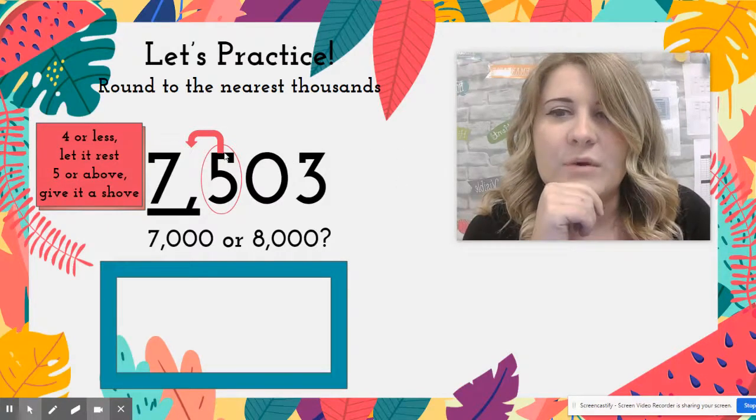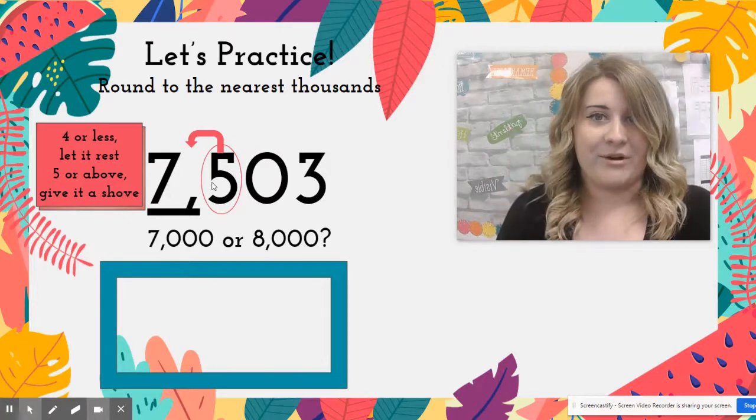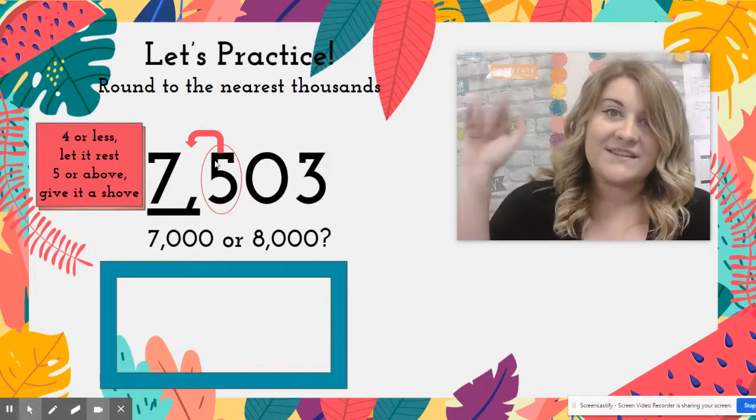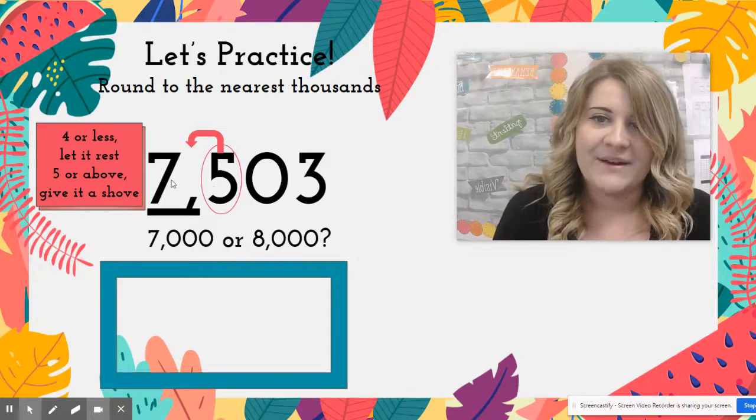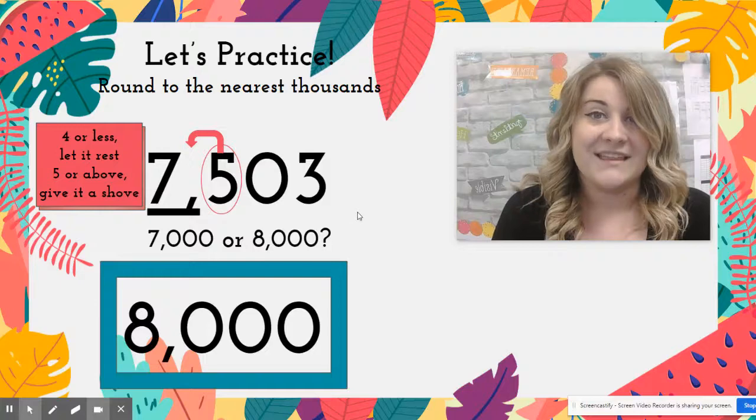Think, is this 4 or less or 5 or above? If you said 5 or above, you're right. So 5 or above, we're going to give the 7 a shove. It's going to shove up to an 8, and the 5, the 0, and the 3 are all going to become zeros. It's going to round to 8,000.